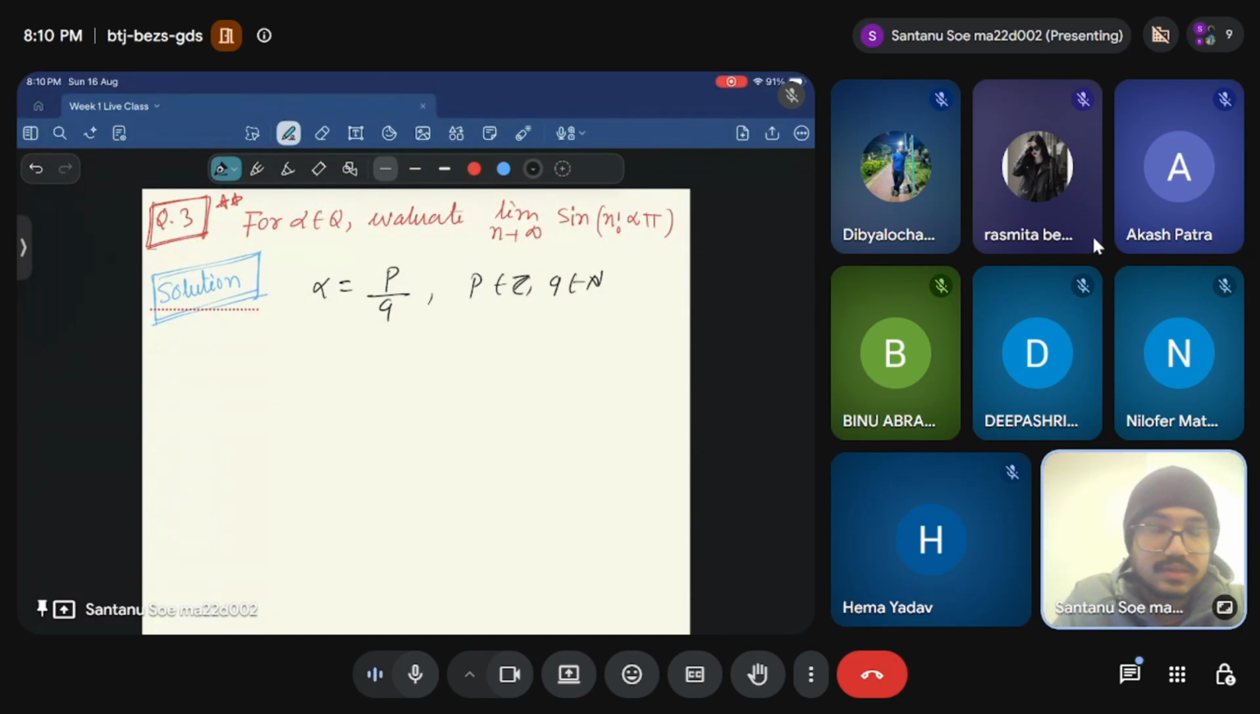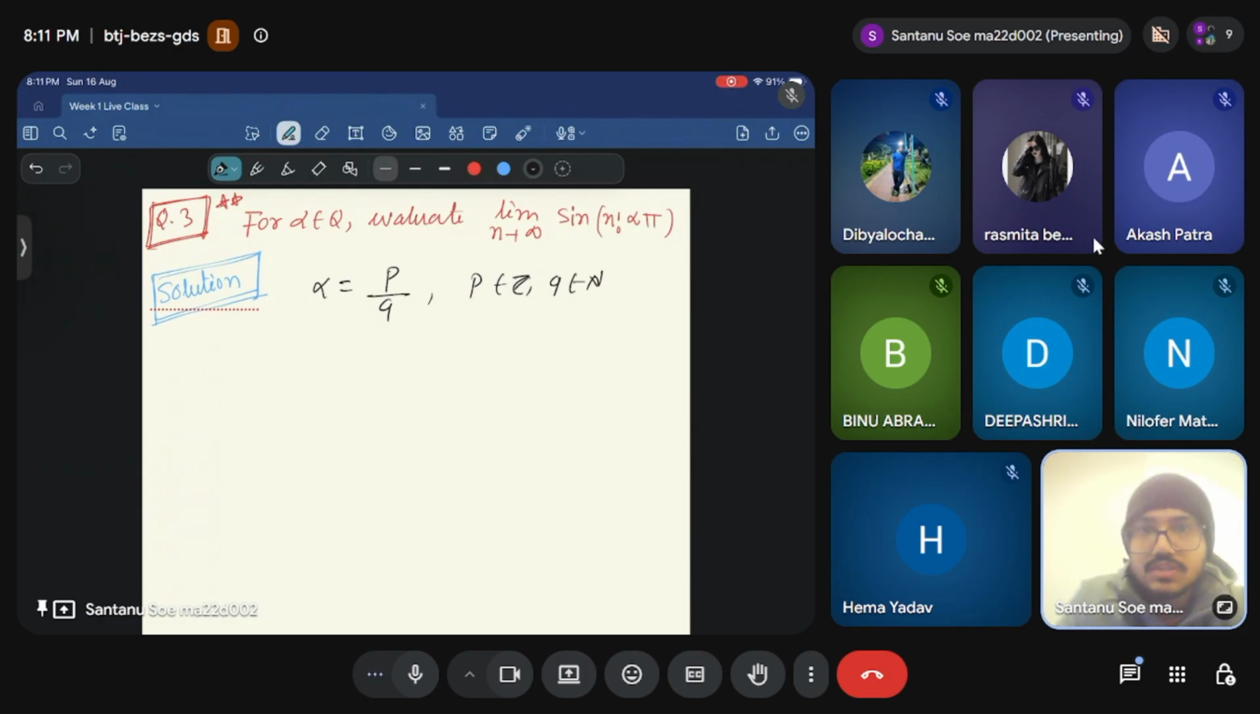Here I'm giving you an alpha, and then you have to evaluate the limit of sin n factorial alpha pi, and alpha is arbitrary. So given any alpha, it does have a unique representation. I explained it in the very first class, and indeed we can show that alpha can be written as p divided by q, where p is an integer, q is a natural number, and GCD of p, q is 1. That's why it's called a unique representation, because 1 by 2 and 2 by 4 are eventually the same, but 1 by 2 will be the unique representation of the rational number 0.5.